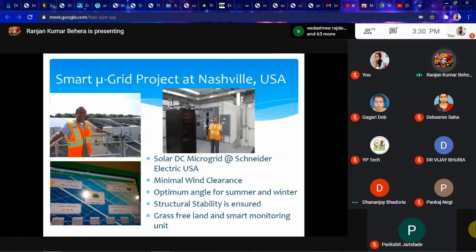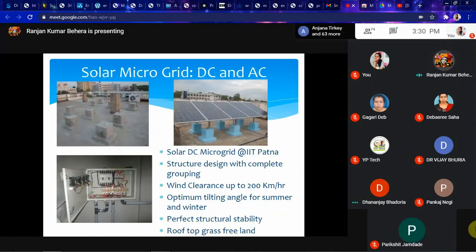And then the second one, we have developed a big solar plant, a Solar DC Microgrid in the USA. There is a very beautiful design with good infrastructure, as well as a smart solar plant. The design withstands up to 200 kilometer per hour wind clearance. And the optimal angle also we have designed. It is a beautiful design and it is working till now.